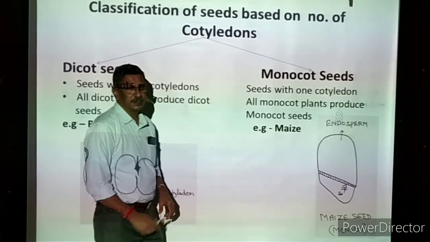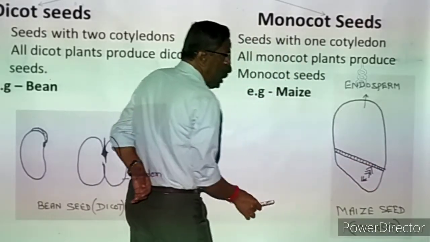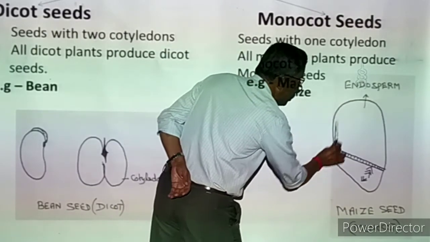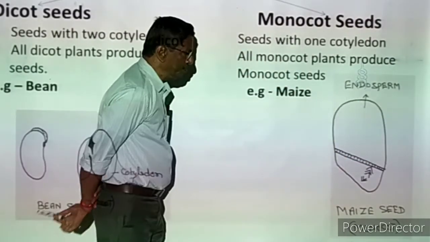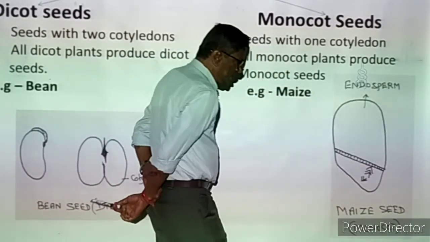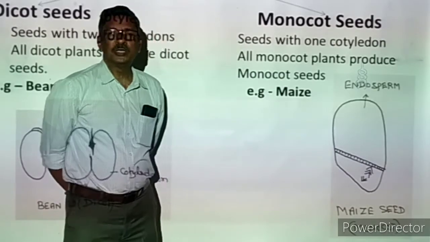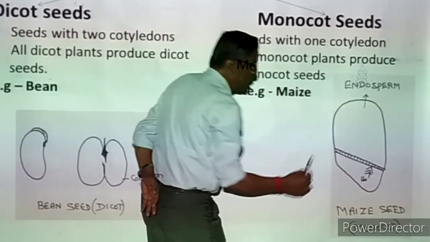Example, maize. Now this is the cross section of the maize seed. In this maize seed, don't bother about this part. This part is the food storing region. We are calling it endosperm. But here if you take a few small projections you can find a single cotyledon. This is one cotyledon. Actually, this is a single cotyledon.